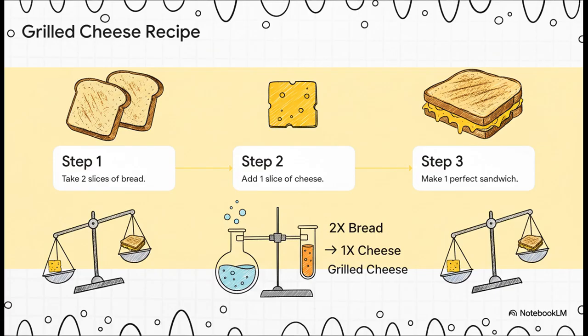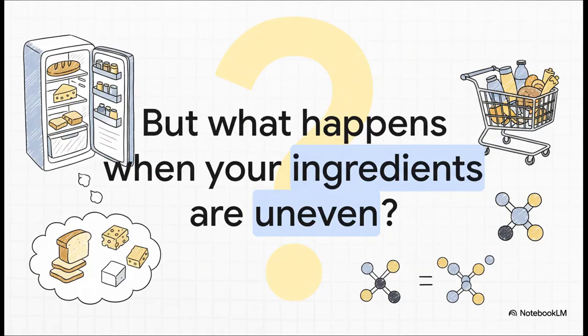But as we all know, life is rarely that perfectly balanced. This is where things get real, right? Because you don't have some magical, infinite supply of bread and cheese. You've just got what's in the fridge. So what happens when your ingredient count doesn't line up with that perfect 2-to-1 ratio?